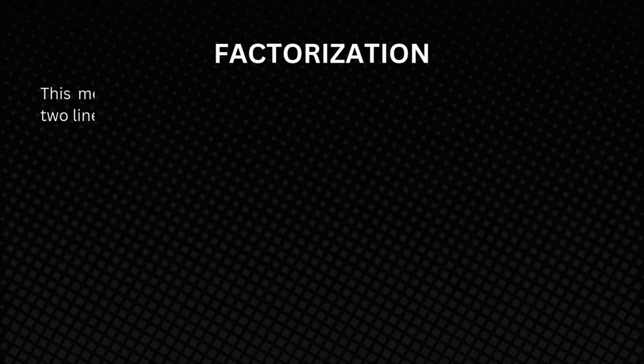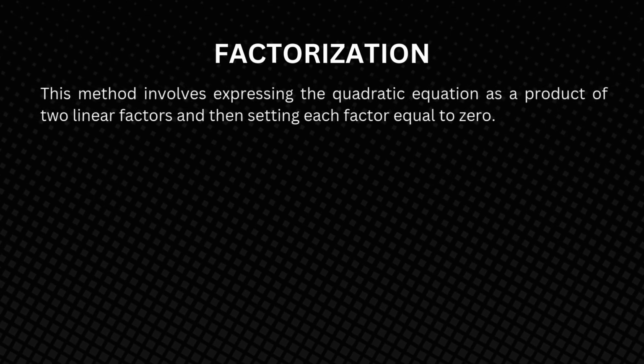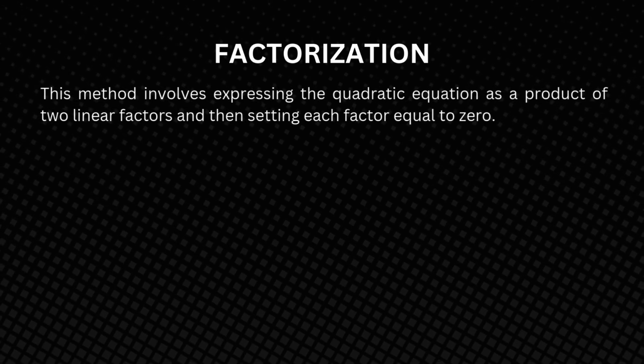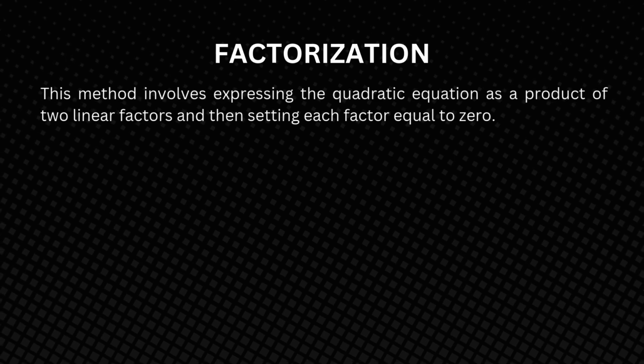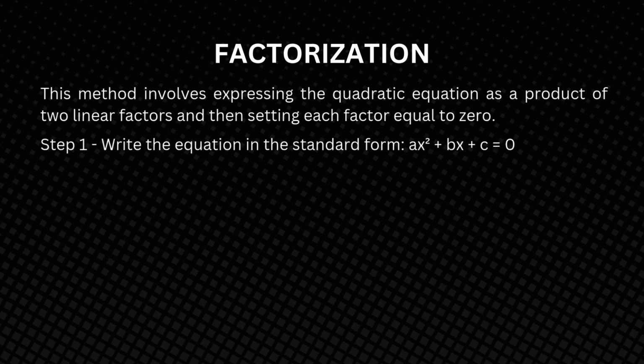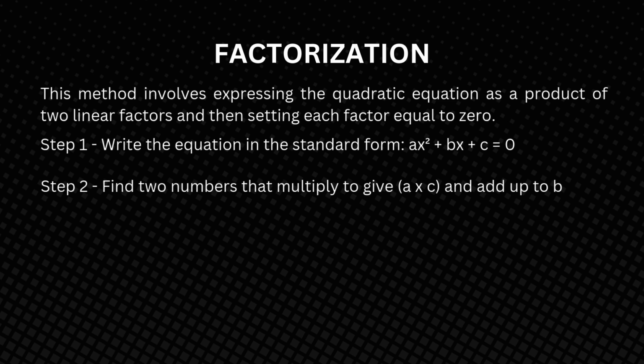Factorization involves expressing a quadratic equation as a product of two linear factors and setting each factor equal to 0. Let us now look at the steps involved. Step 1. Write the equation in the standard form ax squared plus bx plus c equal to 0. Step 2. Find two numbers that multiply to give a into c and add up to b.